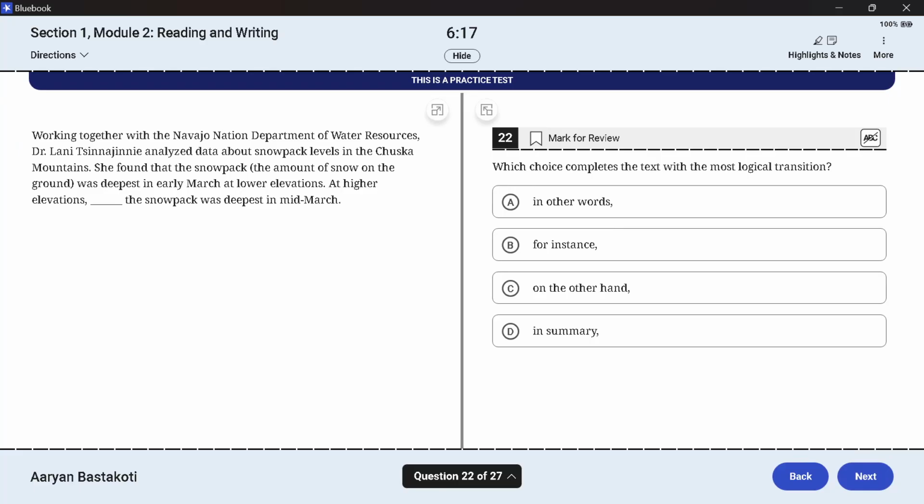A transition. She found that the snowpack, the amount of snow on the ground, was deepest in early March at lower elevations. At higher elevations, the snowpack was deepest in mid March. Okay, this seems like a contrast. So "on the other hand" seems like the right choice.